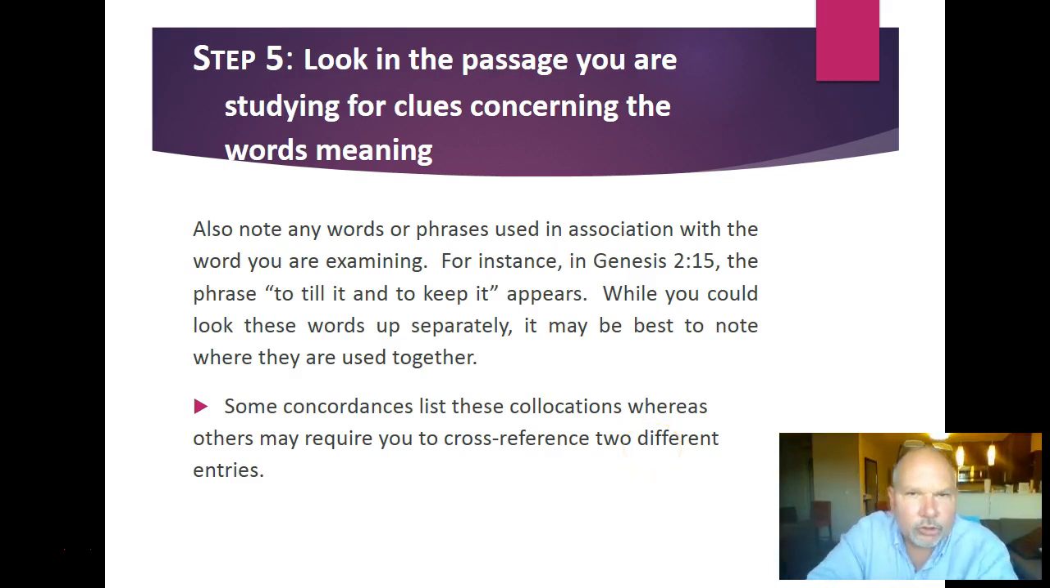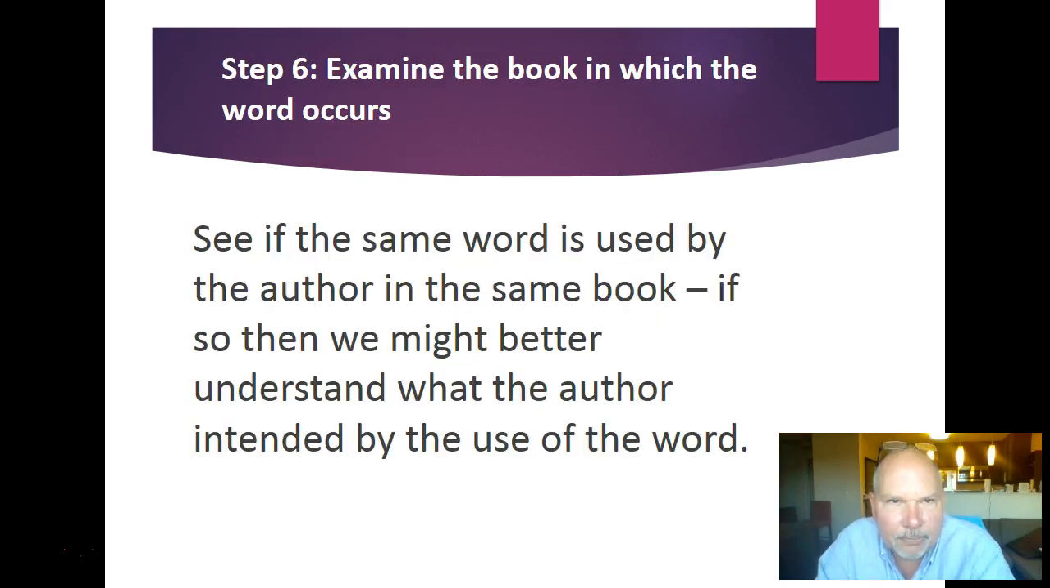Also note any words or phrases used in association with the word you are examining. For instance, in Genesis 2:15, the phrase to till it and keep it appears. While you could look these words up separately, it may be best to note where they are used together. Some concordances list these collections, whereas others may require you to cross-reference the two different entities or entries.